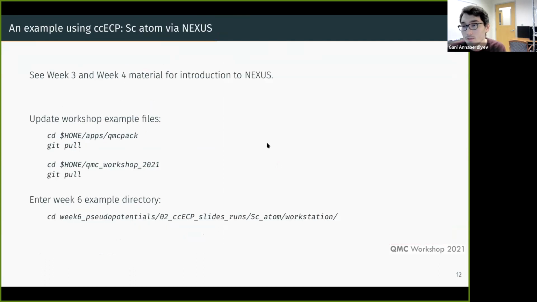So here I want to show a quick example of using a CCECP in a Scandium atom. First, to do this example, remember that you need to update the workshop example files. So first go to the QMCPACK directory and update QMCPACK, and also update QMC workshop. And then you would need to navigate to this directory here, which includes the example for Scandium atom.